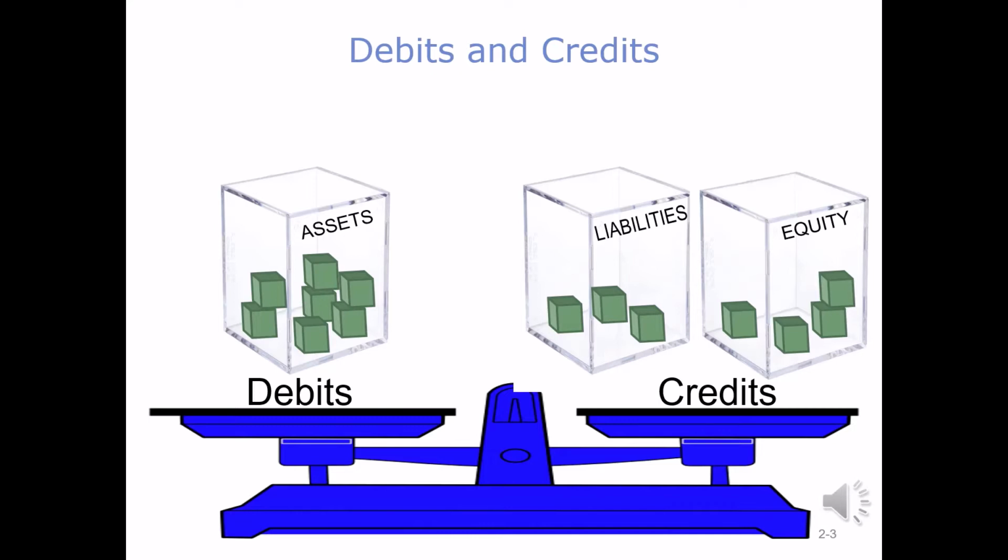We're going to be talking today about the process of moving information out of one account category and into another account category through journal entries.